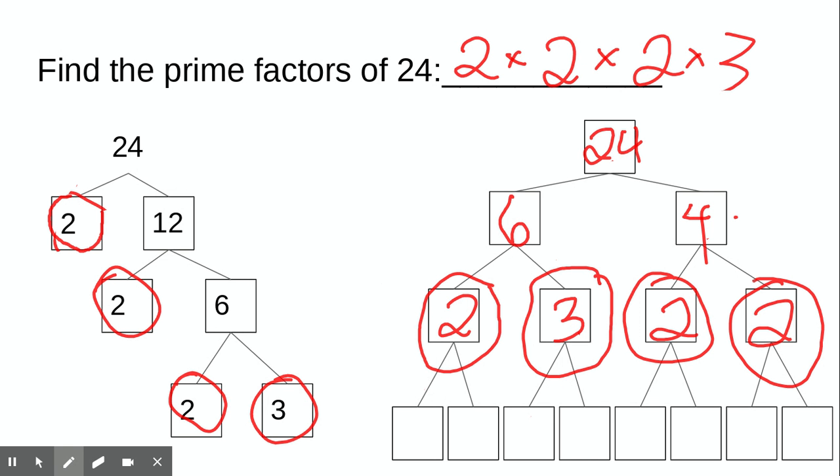So it doesn't matter what numbers or what two factors we start with, as long as we factor them out and ask ourselves the question, is it a prime number? No, we can still factor it out. We will always get the same answer.